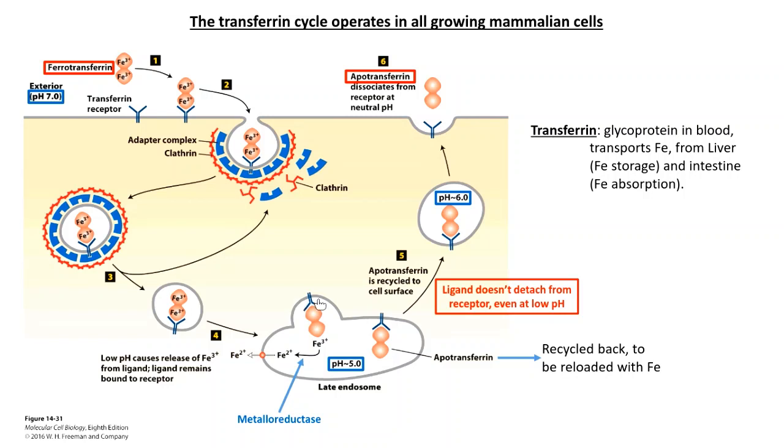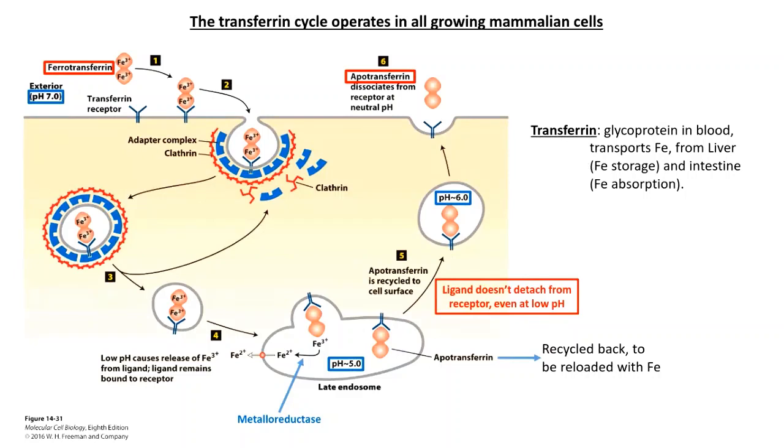What happens to this ligand and receptor? Well, this ligand without the presence of Fe3 plus ion is now called apotransferrin. The ligand itself is called apotransferrin. So this apotransferrin plus the transferrin receptor now gets recycled back to the cell surface. That means the ligand doesn't detach from the receptor even at low pH. When the apotransferrin and receptor reach the plasma membrane, then due to the neutral pH, that is pH 7, this apotransferrin releases from the transferrin receptor. Transferrin is a glycoprotein in blood that transports iron from the liver, that is iron storage, and the intestine, that is iron absorption. Here the transferrin receptors are present.